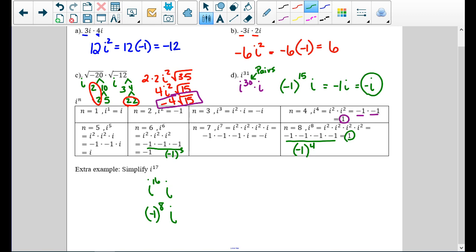If I have 8 negative 1s, right, 8 is positive. Therefore, 8 is even, so this negative 1 is going to end up being a positive 1. So my answer is just i, positive i.